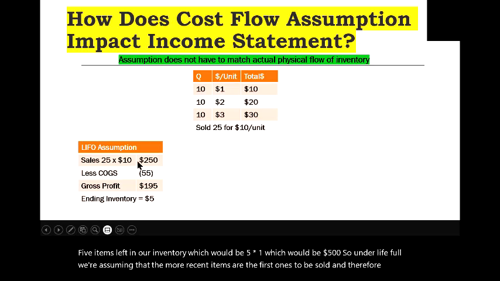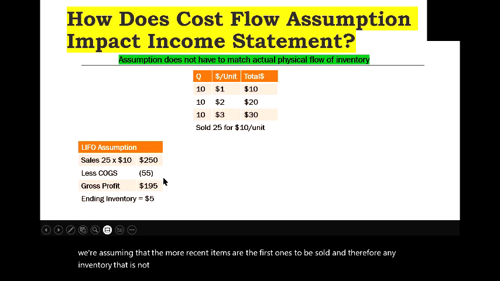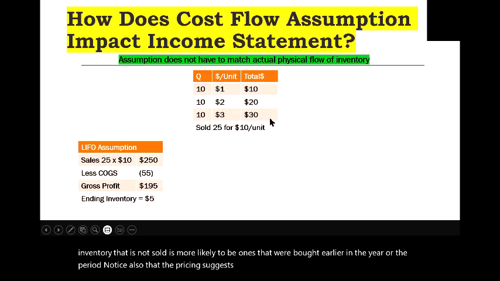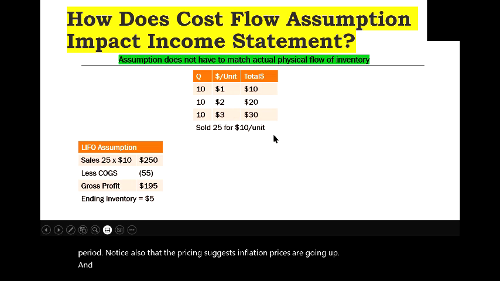So under LIFO, we're assuming that the more recent items are the first ones to be sold, and therefore any inventory that is not sold is more likely to be ones that were bought earlier in the year or the period. Notice also that the pricing suggests inflation. Prices are going up, and that could also be a factor in terms of the profit that we report.